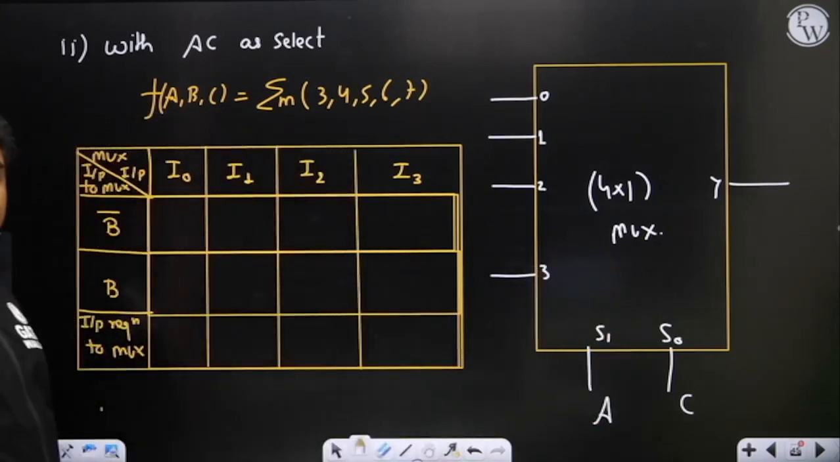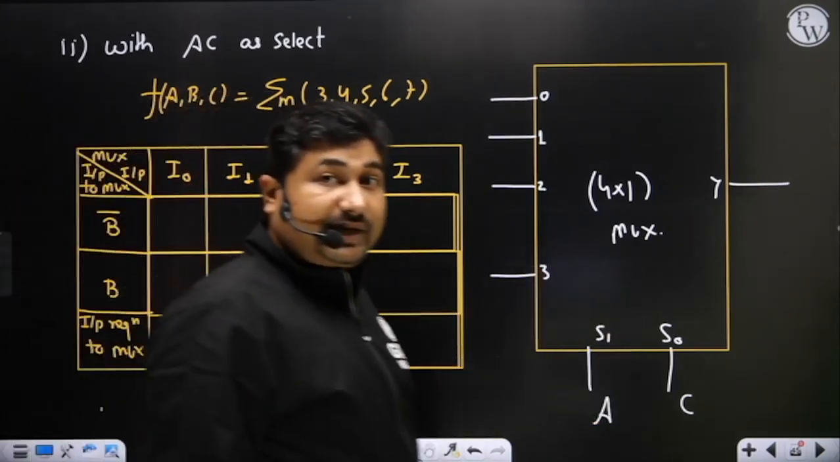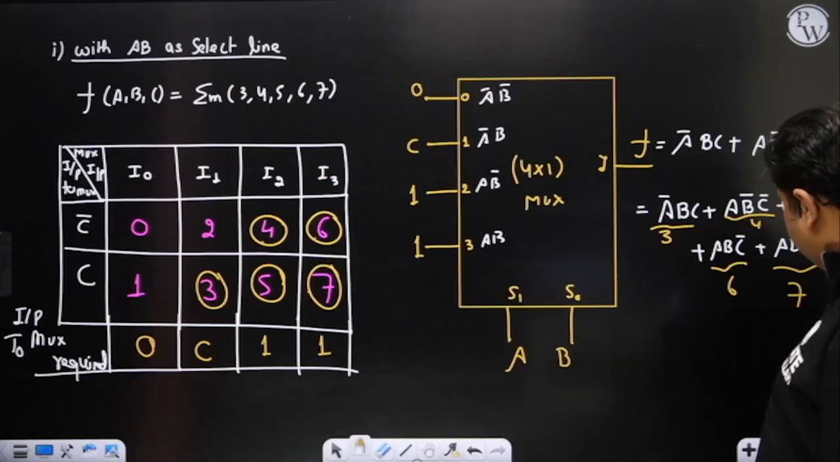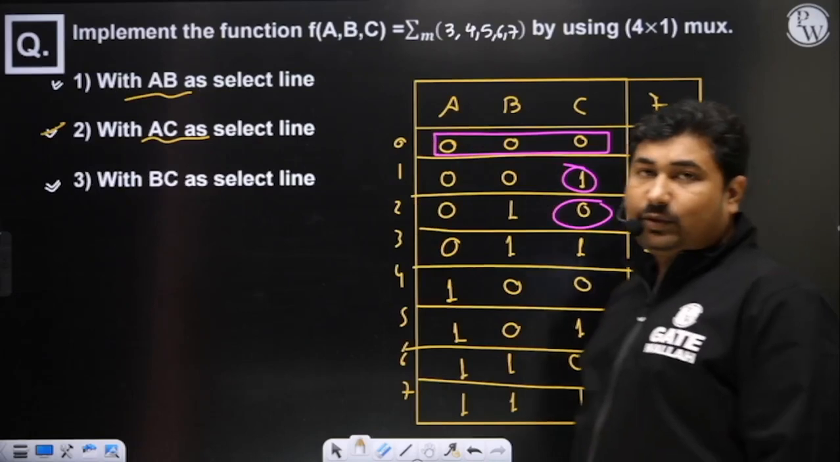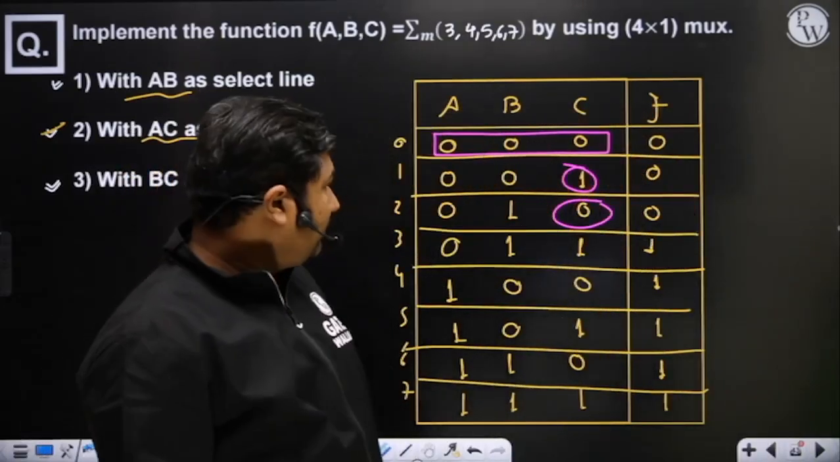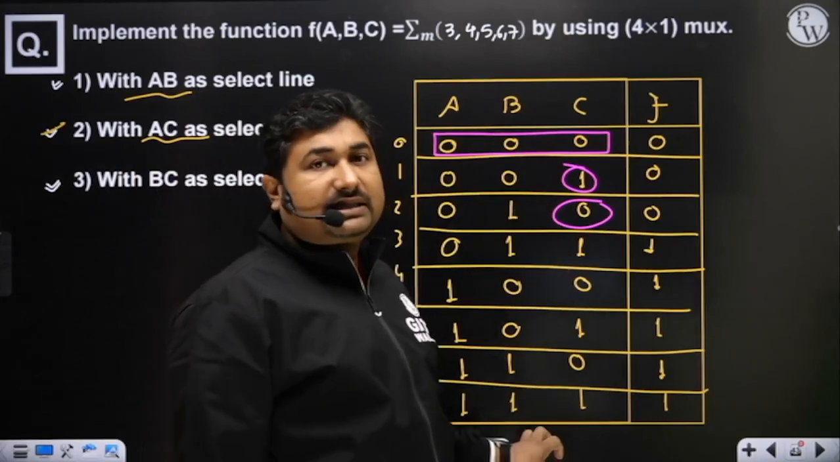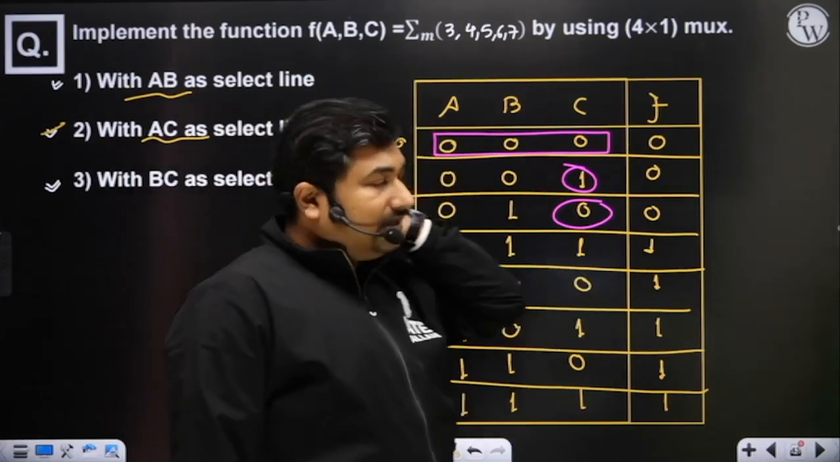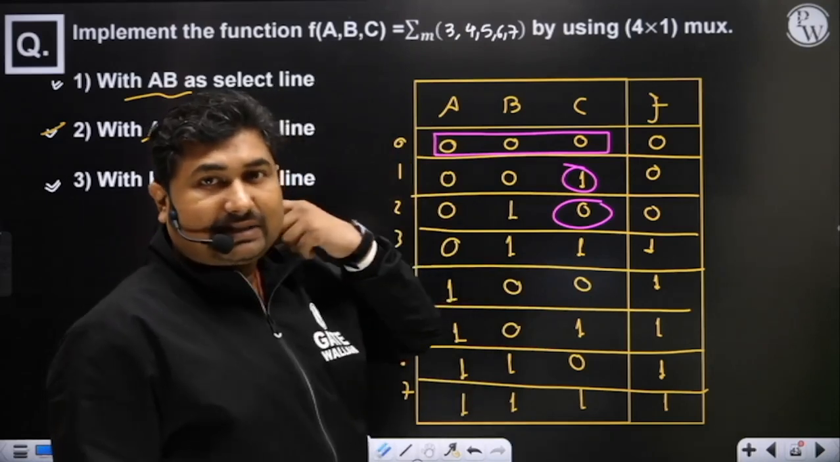Now, come to the numbering. Numbering part is very important. For numbering, again, I am going to follow the truth table. In ABC, the least significant bit is C, B is the next significant bit and A is the most significant bit.